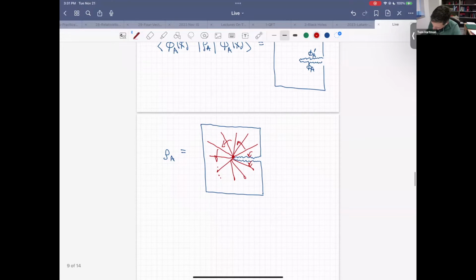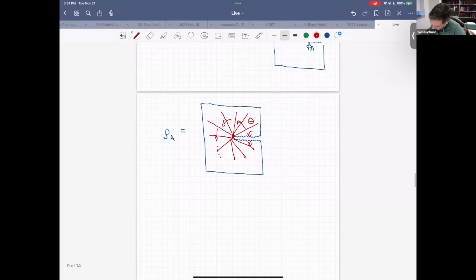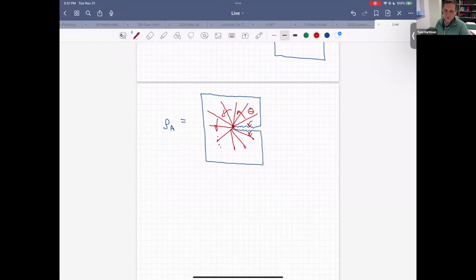In terms of this polar evolution, let's give the polar angle a name. Let's call that theta. So what we're doing is evolving from theta equals 0 to theta equals 2 pi. And we know what the operator is that evolves you in the theta direction. It's the theta translation generator. So what we learn is that rho A is e to the minus 2 pi times K_theta, where K_theta is the rotation generator in Euclidean signature.